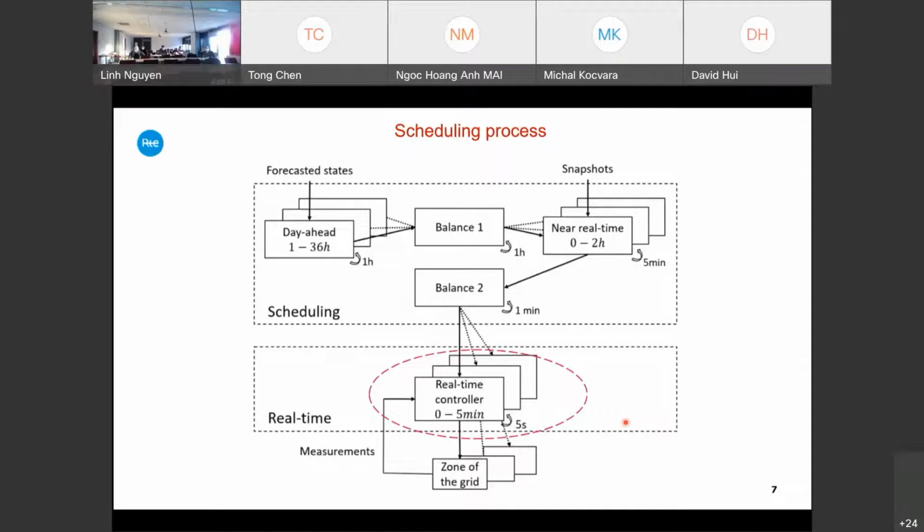The scheduling and controller process. So here, the real-time controller is this part here. At that time we thought we would have 1 second measurements, so we were expecting to run it every 5 seconds. But in all locations, finally we will get a low-cost 10 seconds measurement. So we will operate every 15 seconds. This is a local controller getting measurements locally from the grid and taking actions every 15 seconds.